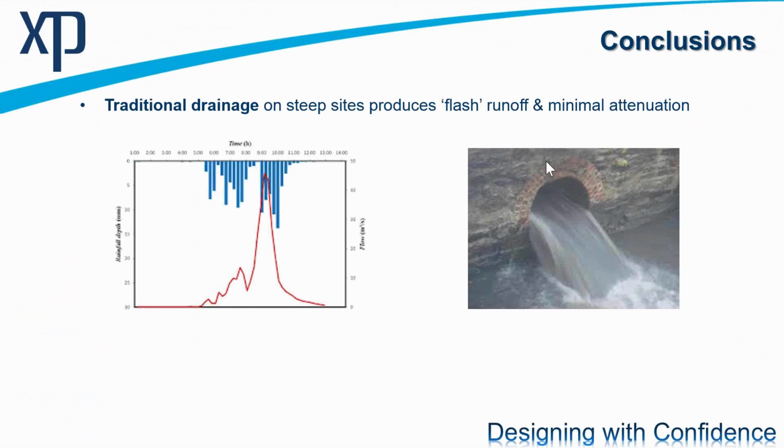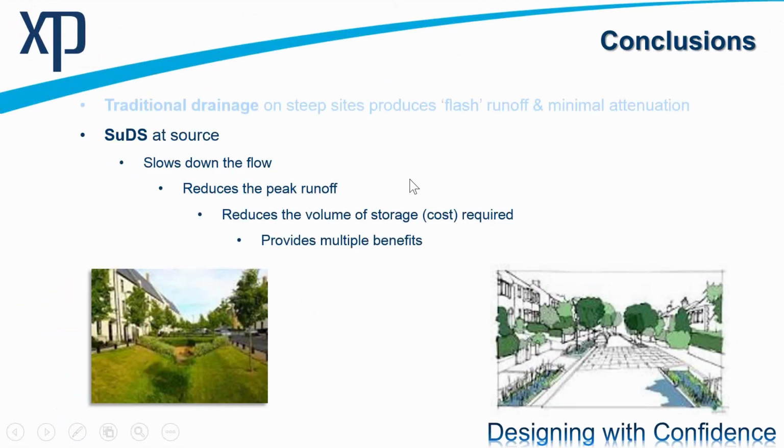So these are the issues that we're now having to deal with, that we've been building like this for the last sort of 50 years, post-war, in fact. And that's why we need to change the way that we're doing things. How do we do that? We put in sustainable drainage systems.